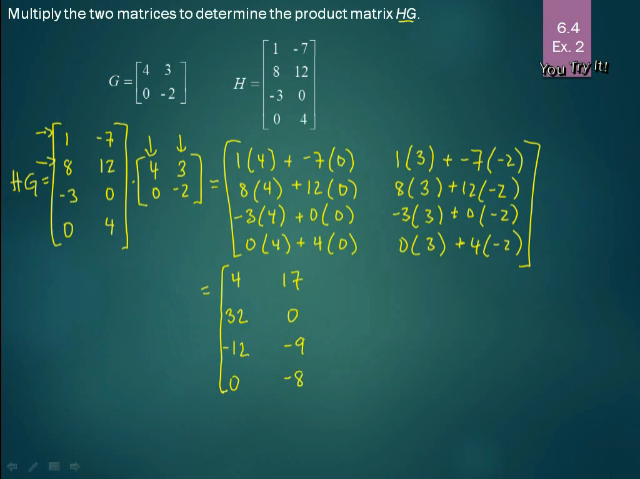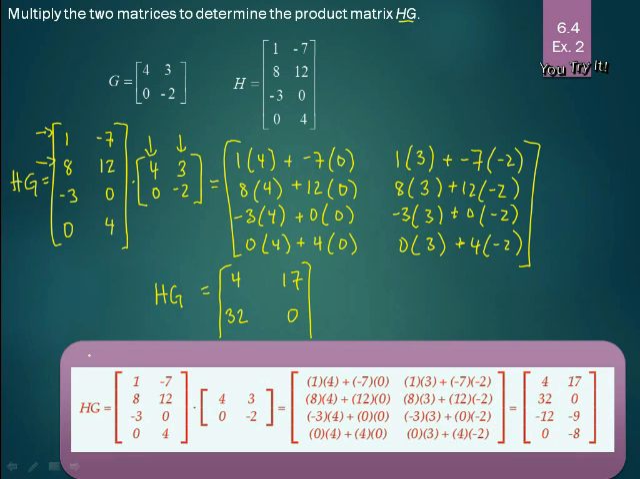So now we have our final matrix, Hg, and we can go ahead and summarize our answer. Our answer is Hg equals 1, 8, -3, 0, -7, 12, 0, 4, times 4, 0, 3, -2, equals 1 times 4 plus -7 times 0, 8 times 4 plus 12 times 0, -3 times 4 plus 0 times 0, 0 times 4 plus 4 times 0, 1 times 3 plus -7 times -2, 8 times 3 plus 12 times -2, -3 times 3 plus 0 times -2, 0 times 3 plus 4 times -2 equals 4, 32, -12, 0, 17, 0, -9, -8.